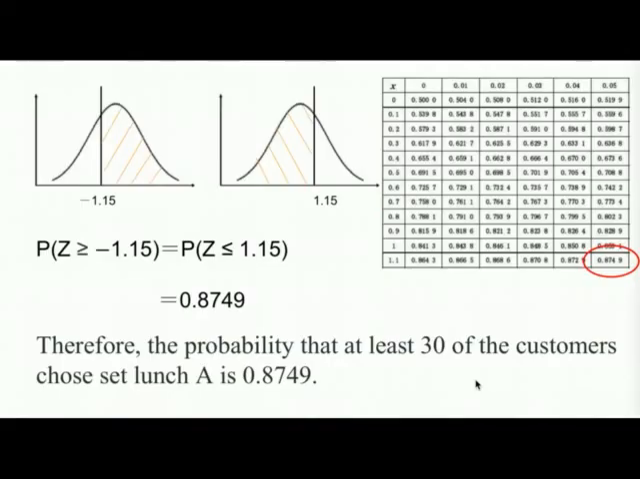From the graph, we can know that the probability of Z bigger or equal to minus 1.15 equals the probability of Z smaller or equal to 1.15. And according to the table, we can get the result that is 0.8749. Therefore, the probability that at least 30 of the customers choose set lunch A is 0.8749.